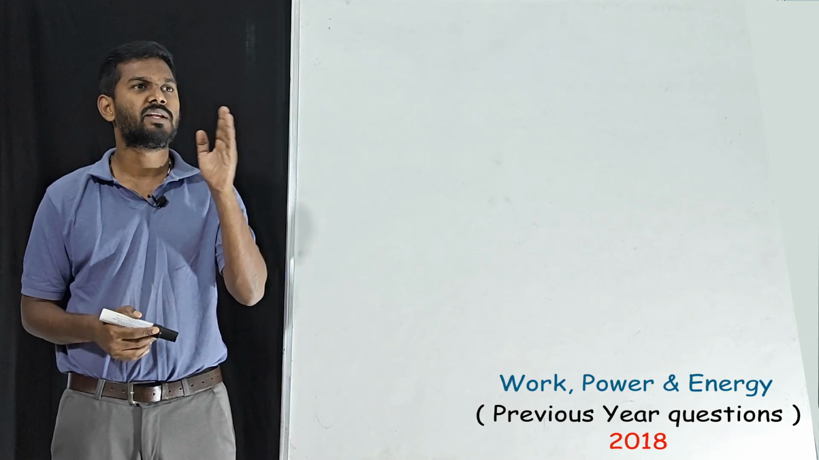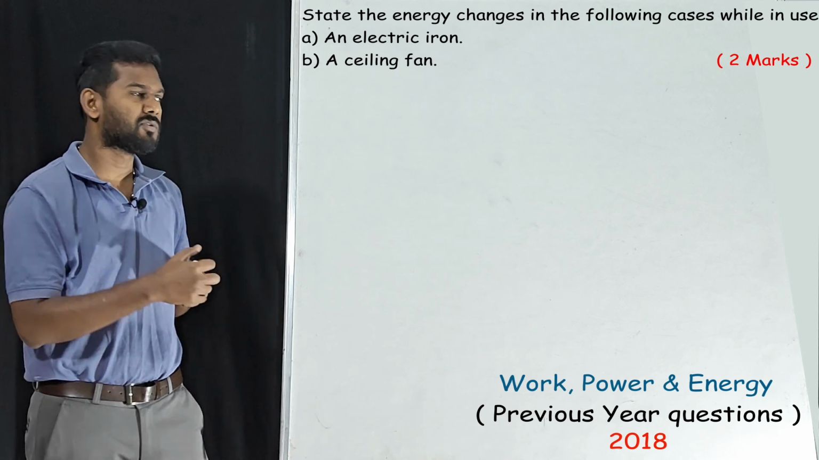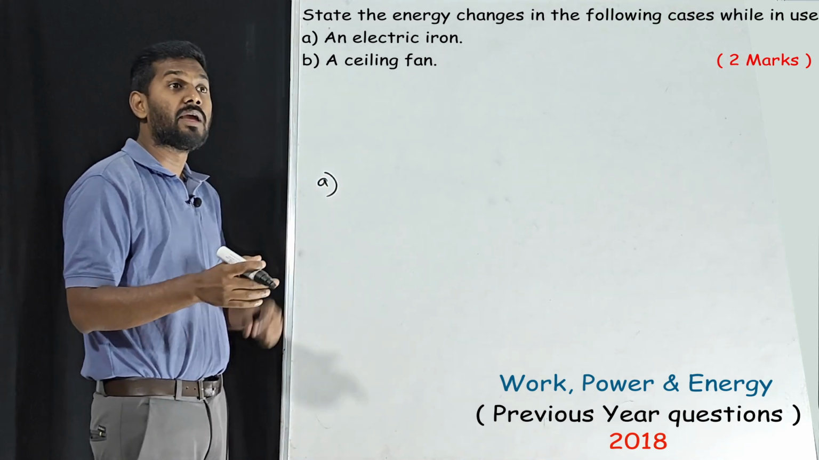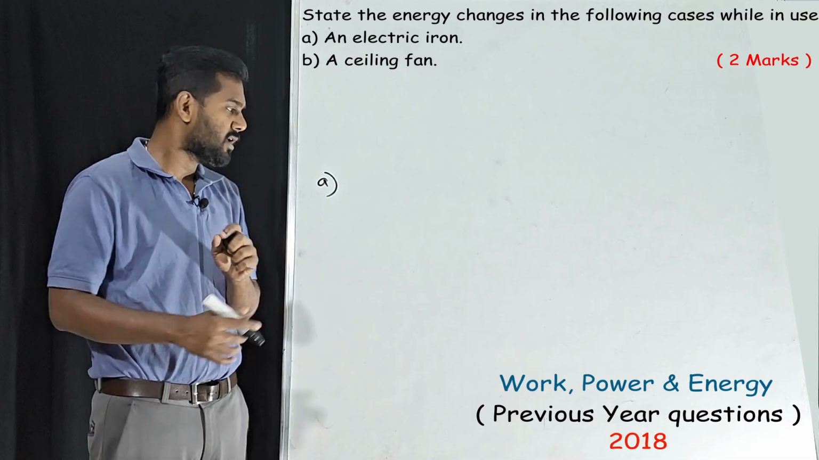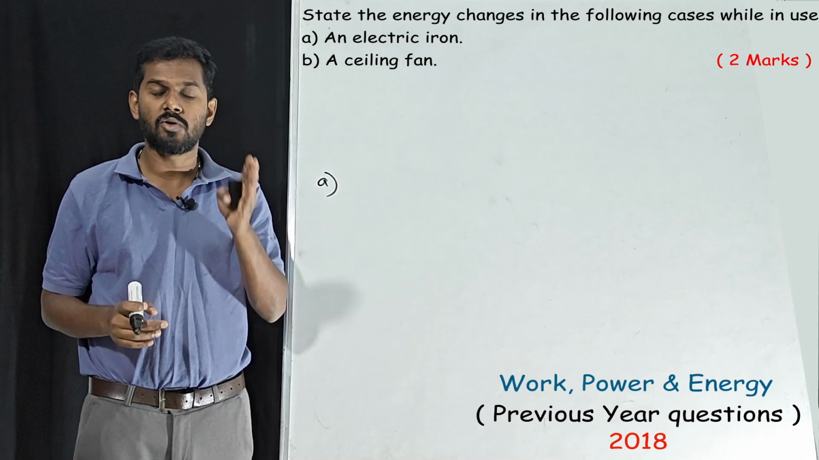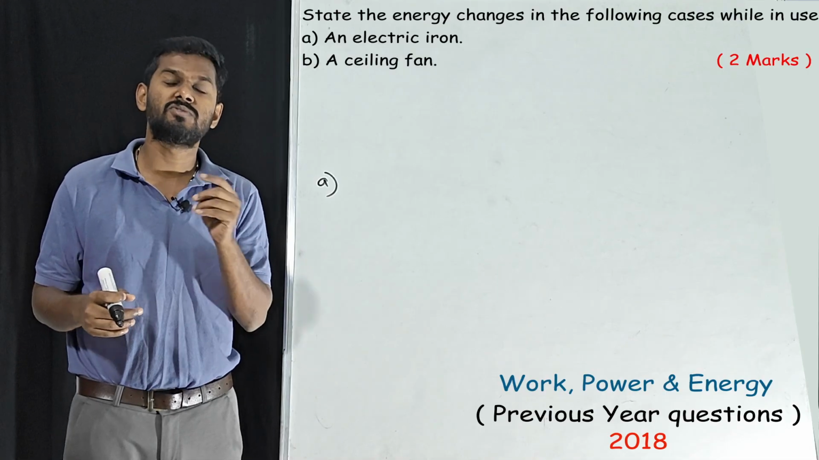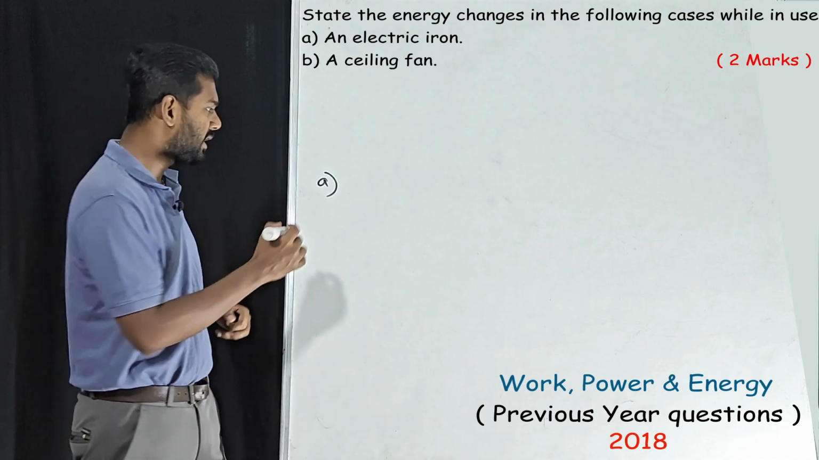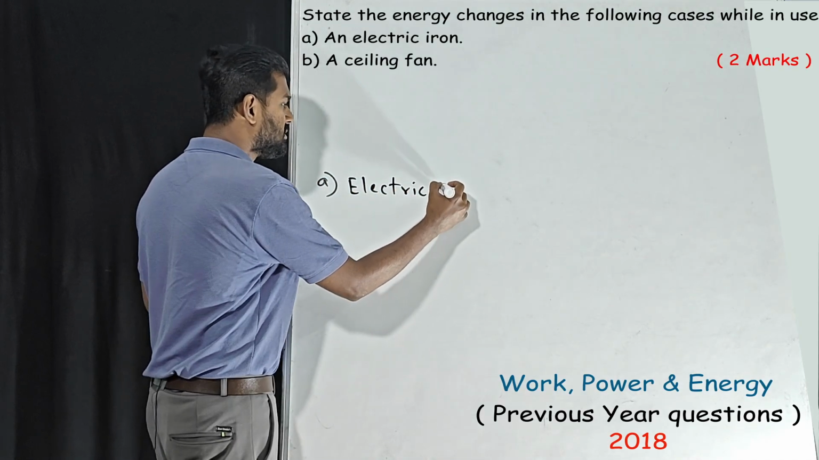Our next question: state the energy changes in the following cases while in use. First one, an electric iron. What is the energy change? Electric iron runs because of electricity, correct? When it comes to these kinds of energy changes, you have to see what is the input and what is the output. What is the input, meaning what is the source we are giving? For the electric iron, the input will be electricity, so it is electric energy.